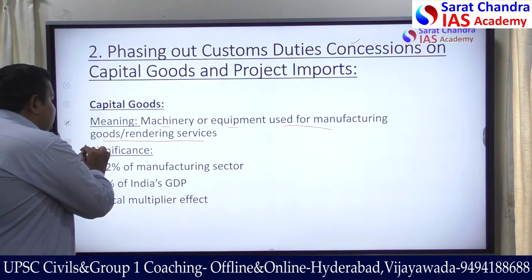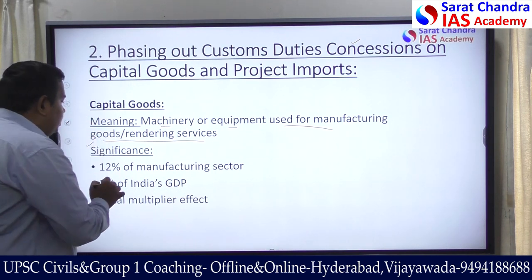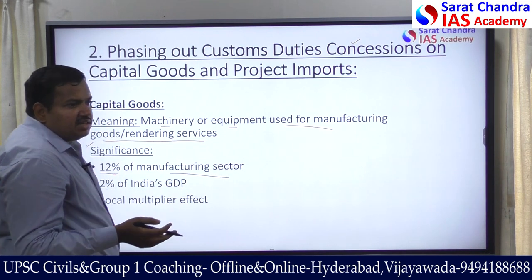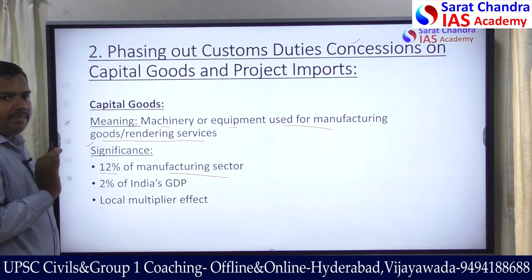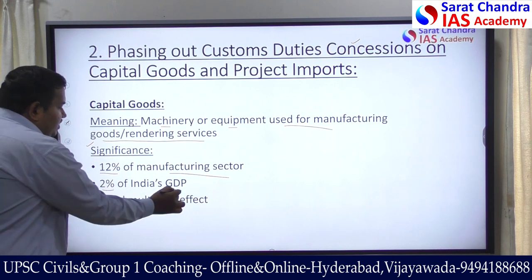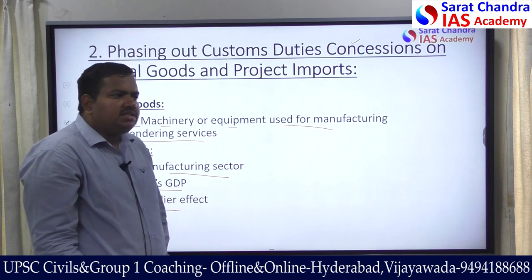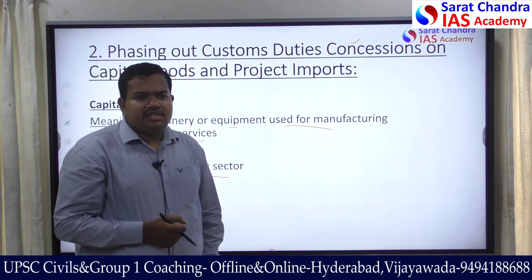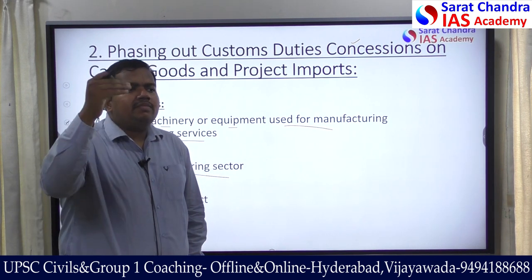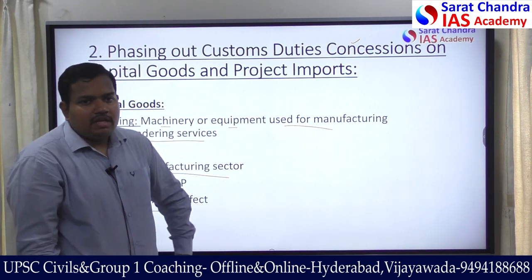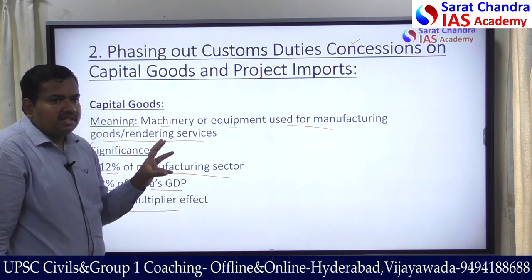And what is the significance of capital goods? In the total manufacturing sector, they contribute 12%, and 2% of India's GDP. Similarly, there is a local multiplier effect. That means if one capital goods industry is there using that equipment, there can be other industries that can be established. So the multiplier effect can be there. That is the importance of capital goods industries.